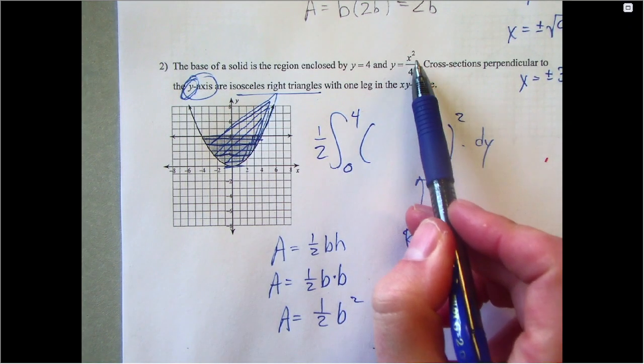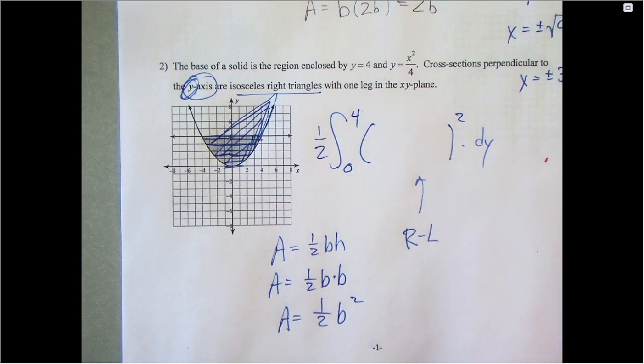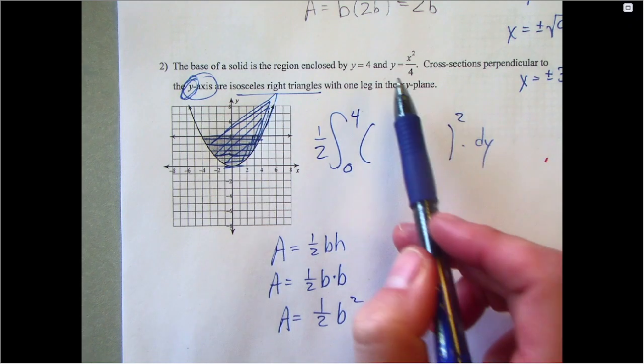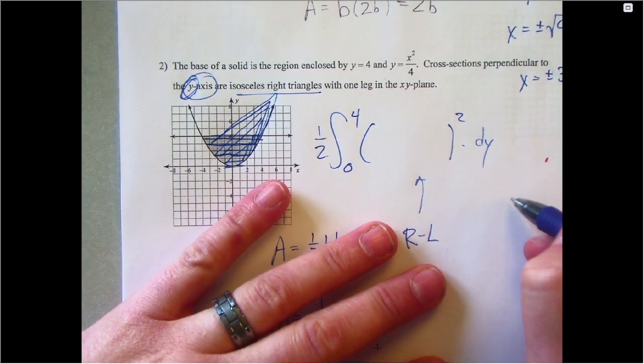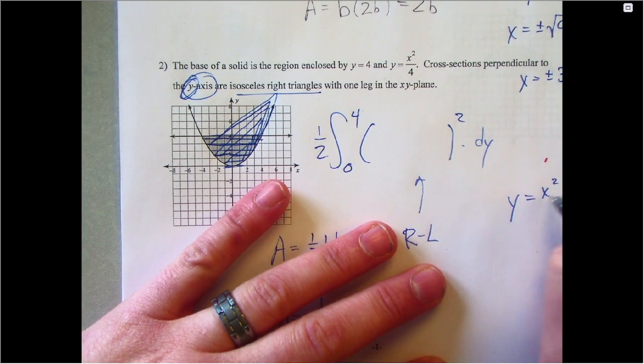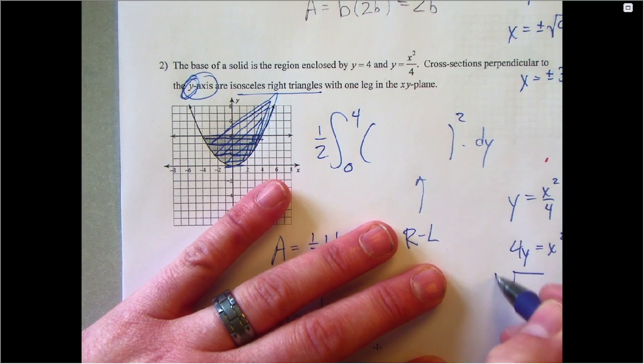This is incredibly similar to the last one, isn't it? I've got to solve that for x. So y equals x squared over 4, so 4y equals x squared, so plus or minus square root of 4y equals x.